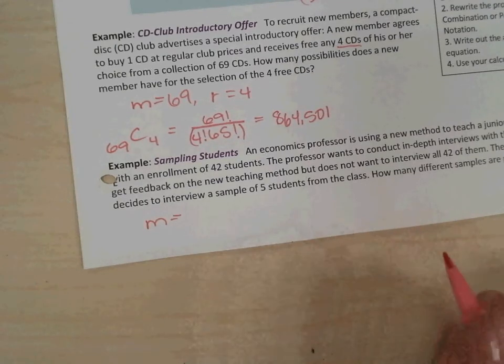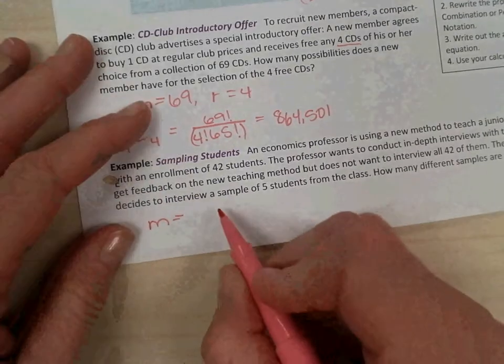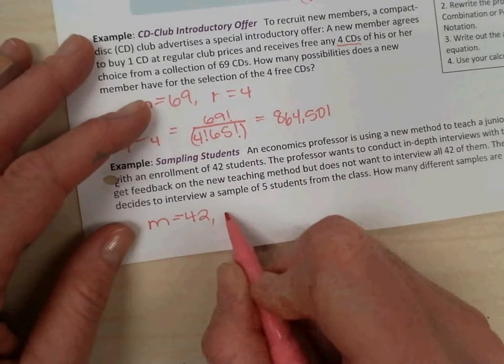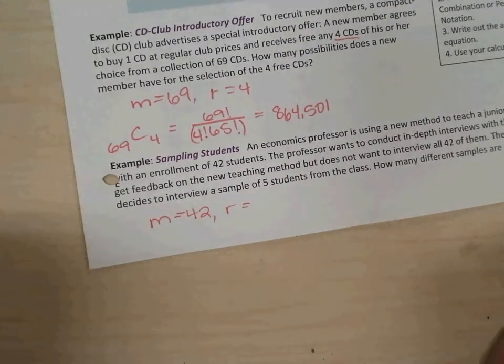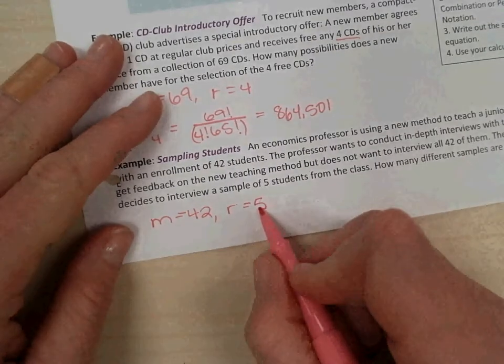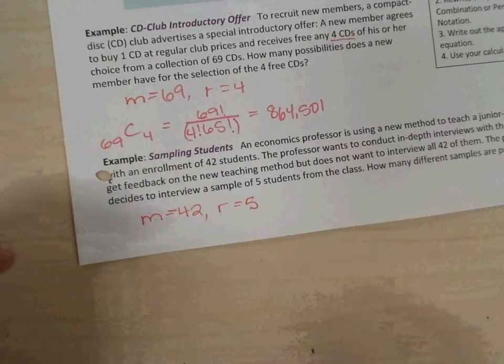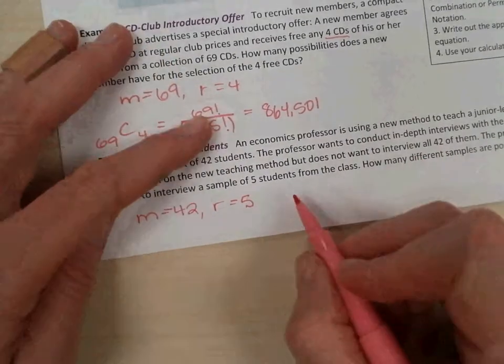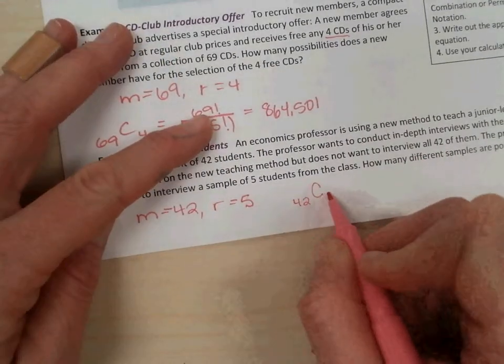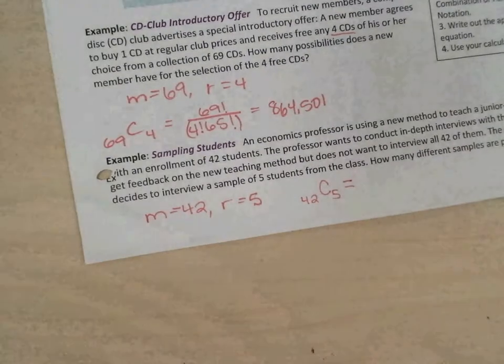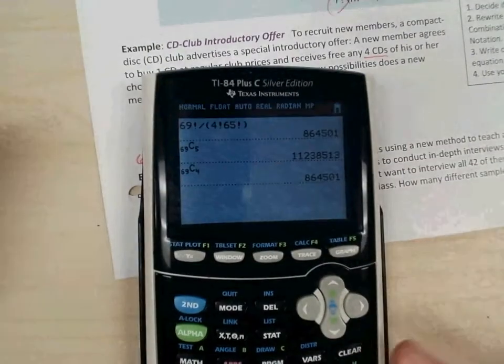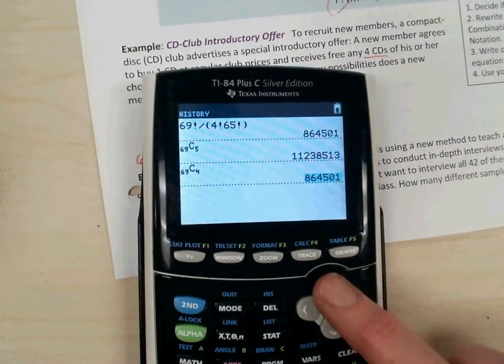What does M equal, Samantha? Sorry, I was drawing Squidward. Well, what's R, Samantha? 5. Excellent. Does order matter? Nope. Doesn't matter. It's just a random sample. So we're going to do 42 choose 5.